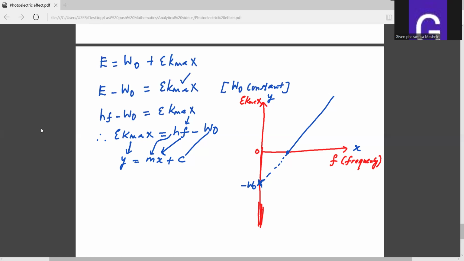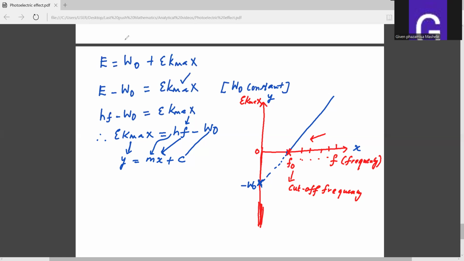And since that is our y-intercept, we have where the graph touches the x-axis. This is called the F naught. It's where we have the cutoff frequency. Any frequency above the cutoff frequency will release electrons, because the frequency of light is now bigger than the cutoff. But if it's less than the cutoff, then no electrons will be ejected.